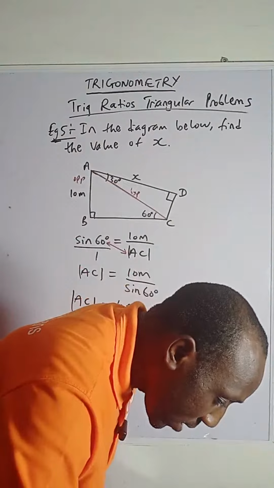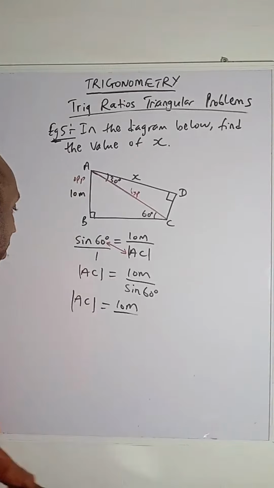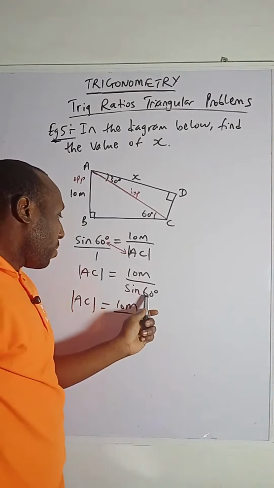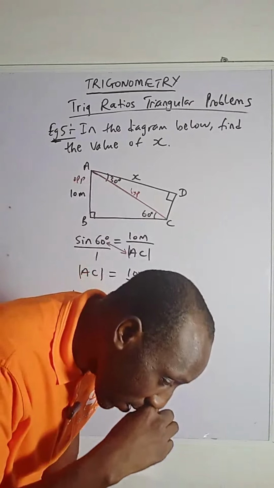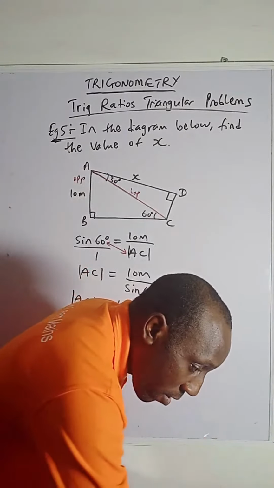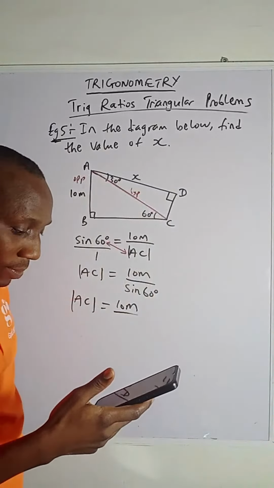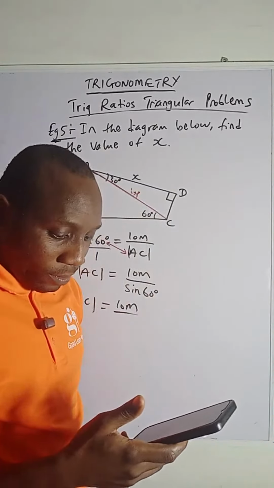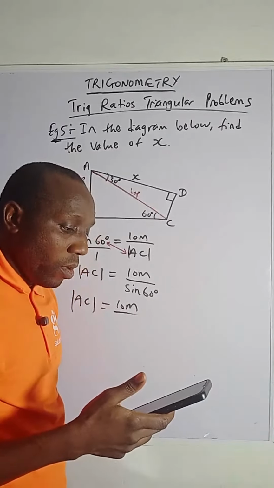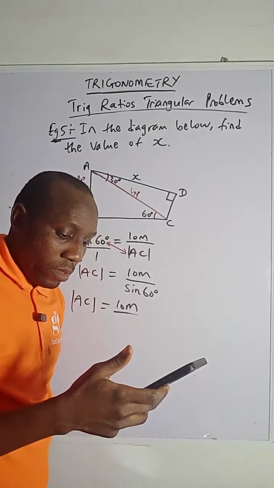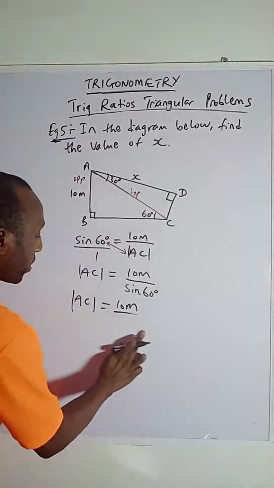What is sine 60 degrees? Thank you. What's sine 60 degrees? This angle is a special angle, and we know what sine 60 is. Yeah, root 3 over 2. Thank you. So root 3 over 2 is sine 60.